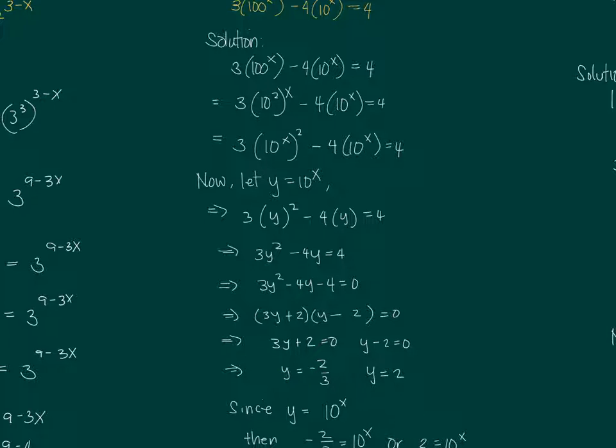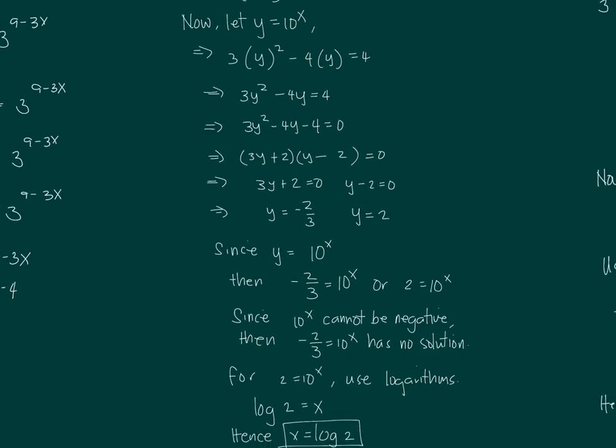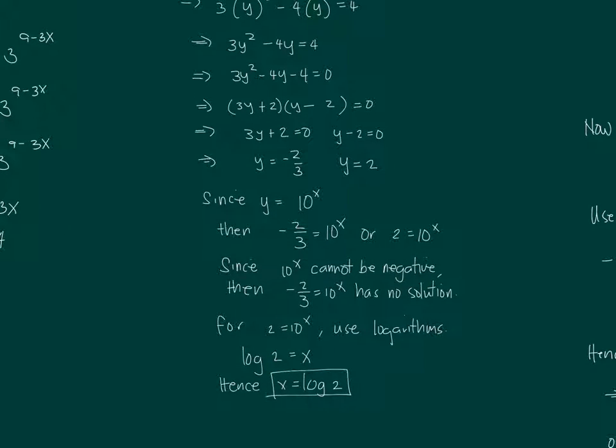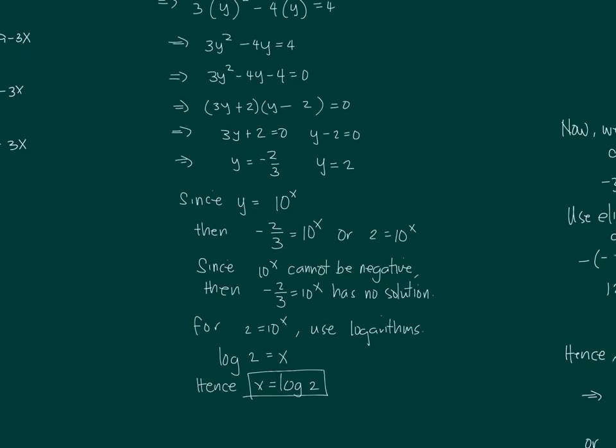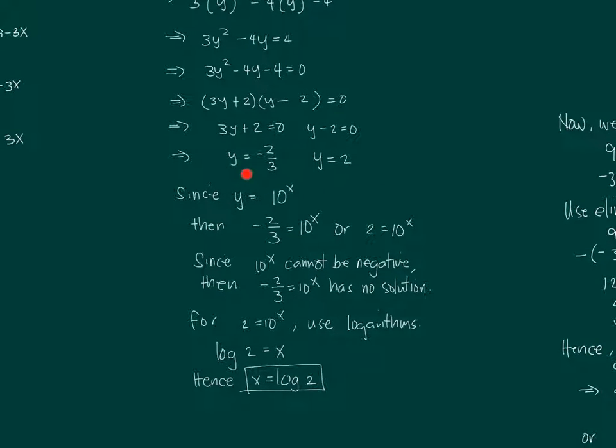Now take note that we are not looking for the value of y, but we're looking for the value of x. So since y has two values, negative 2/3 and 2, the 10 to the x could take these two values. So you could see here two equations. Okay, so one for this y and the other for this y. Okay, so this can be a bit tricky.